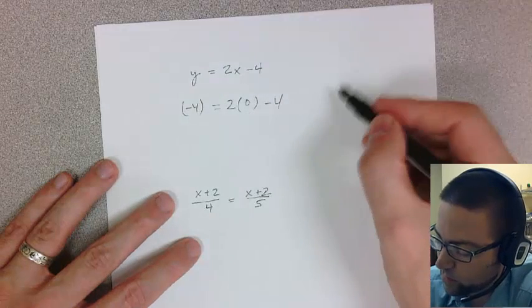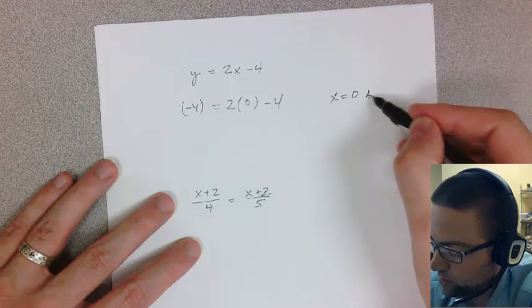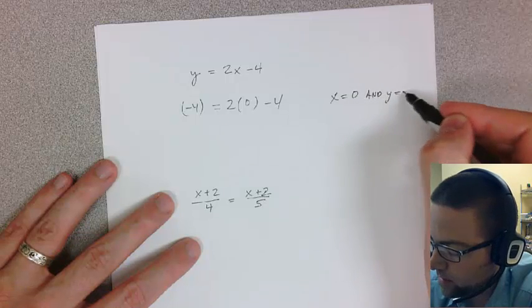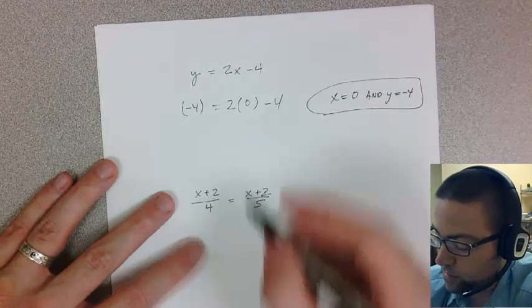So this is one solution, right? x equals 0 and y equals -4. That's one solution. Is it the only solution? Well, let's try something else.